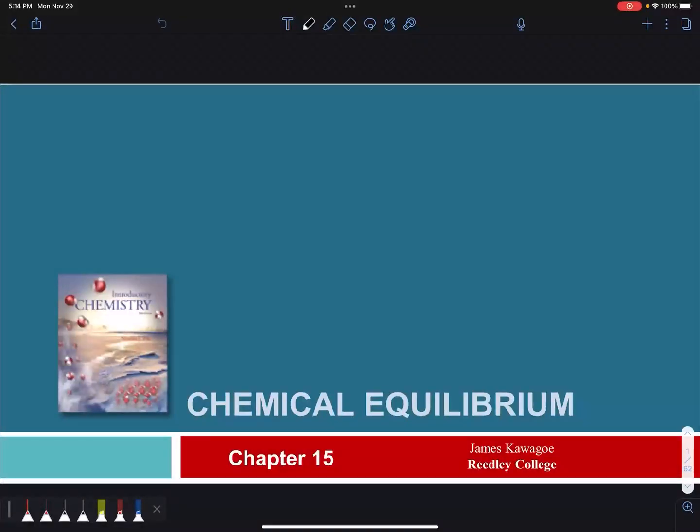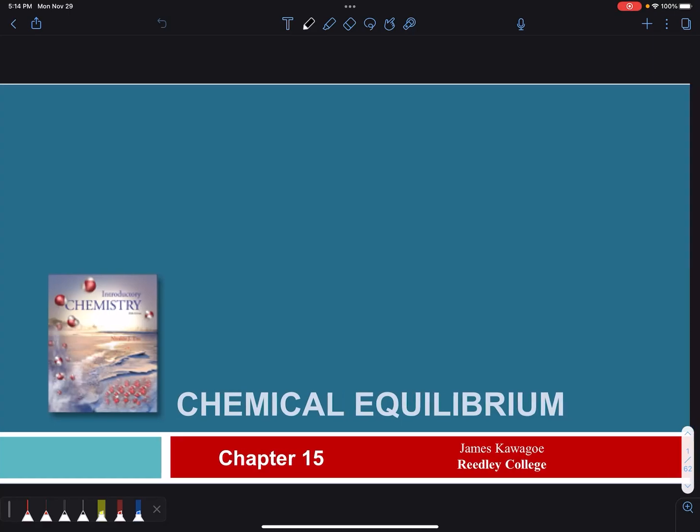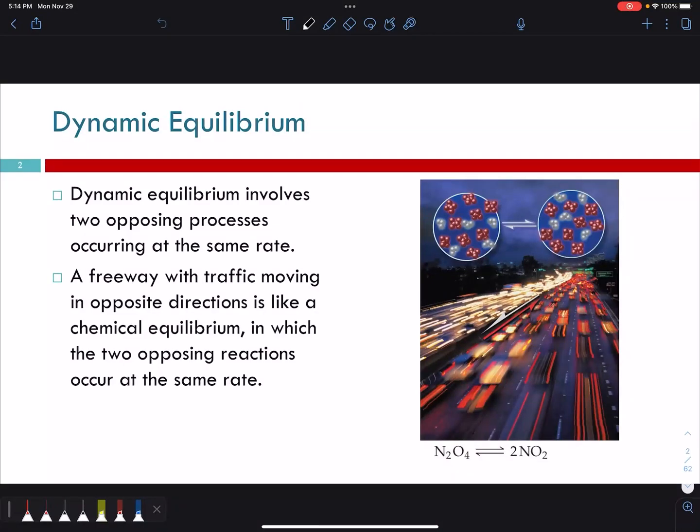All right, today we're talking about Thanos' favorite chapter, chemical equilibrium, or balance in all things. Most things exist not as a static balance, like two things weighing the same, but as a dynamic equilibrium. There are two opposing processes that occur at the same rate.